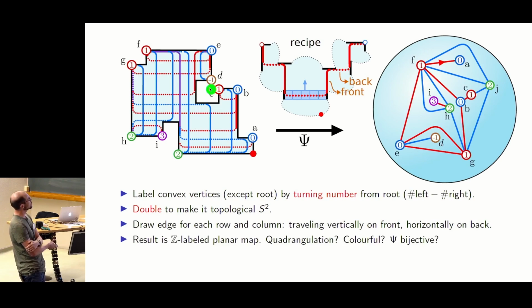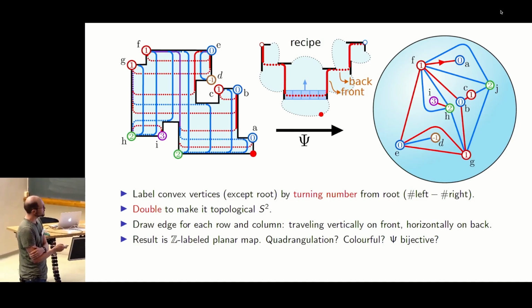Okay, so I do that for all rows and columns, and I get a figure like this. And then, well, you'll have to stare at it for a while to see that I can deform it into this picture, which was the original quadrangulation. Okay.